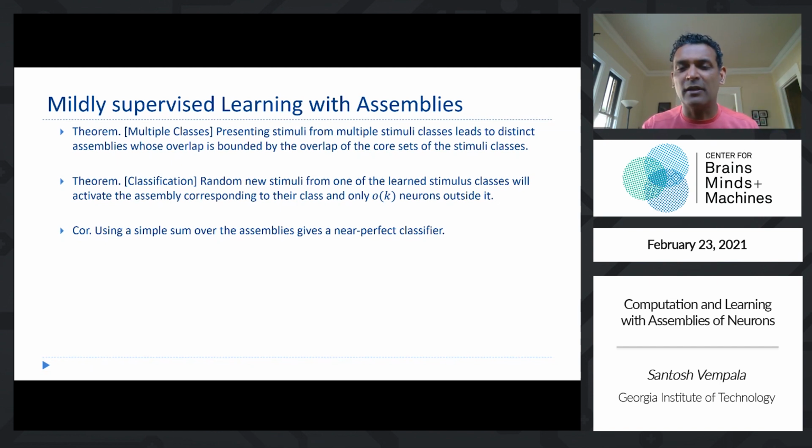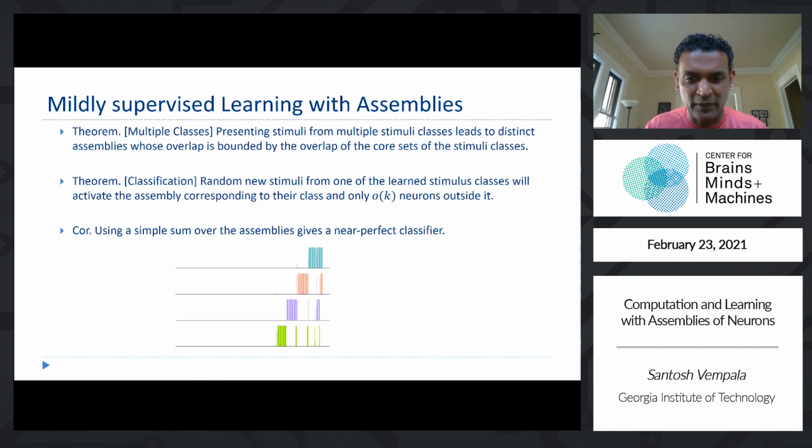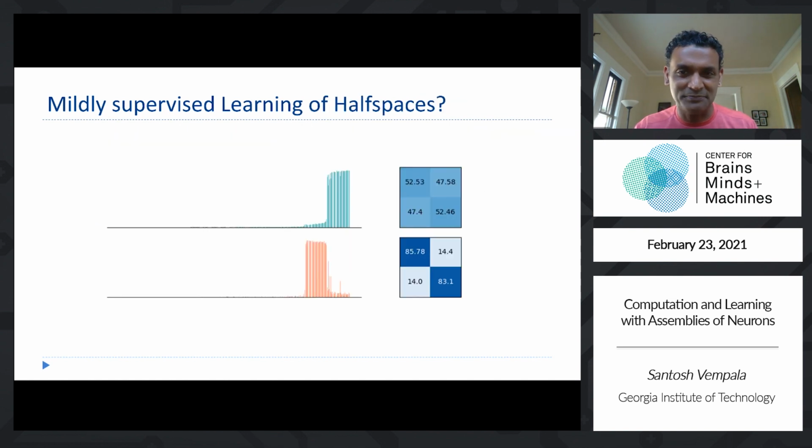That's why I'm not putting it in the model. Maybe there's a readout neuron that gets activated once the assembly is activated, so it specializes to this subset. But that's something to be worked out. Yeah, this is just showing the same thing. Now you could say, okay, great, semi-supervised or mildly supervised learning. How about a more classical problem like learning a half space?